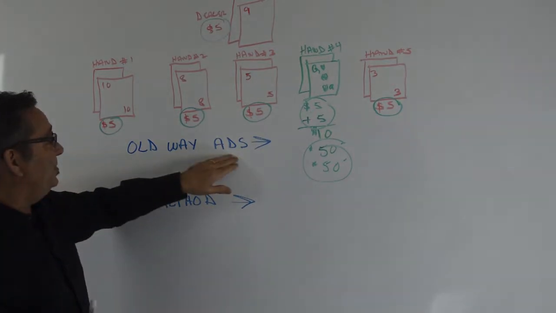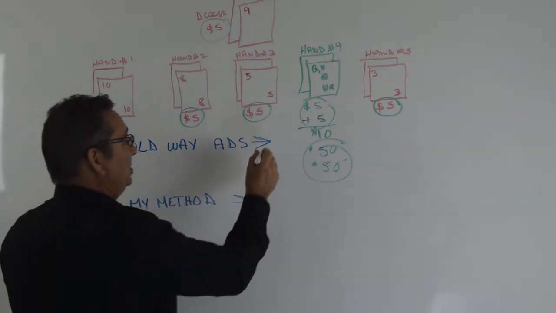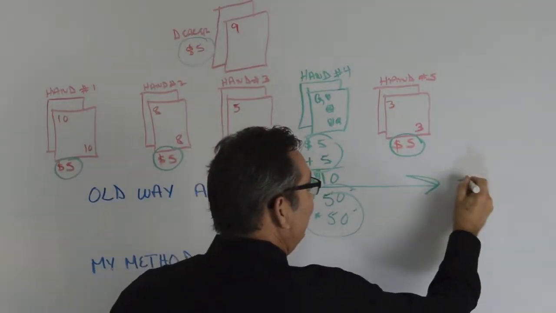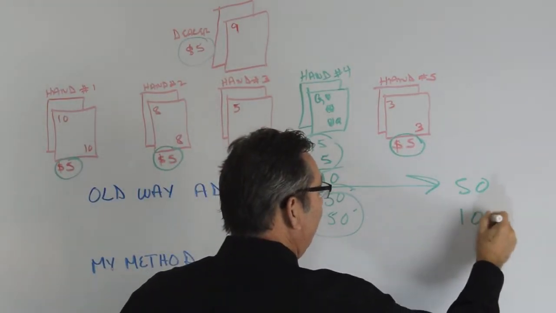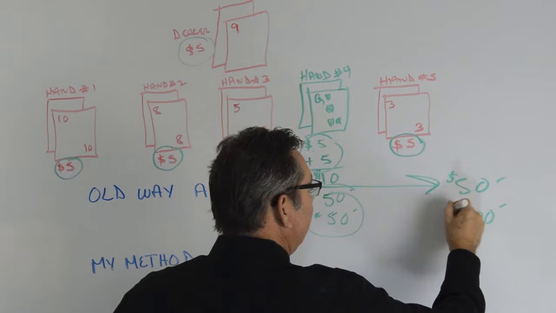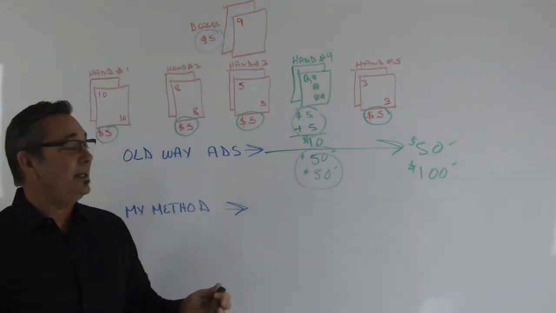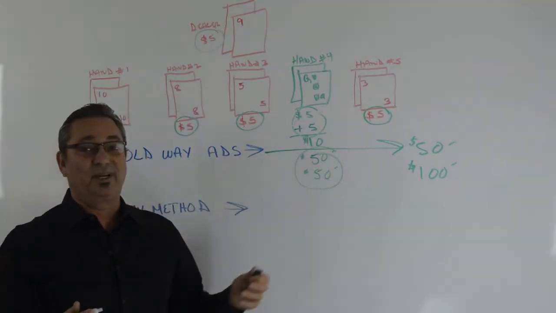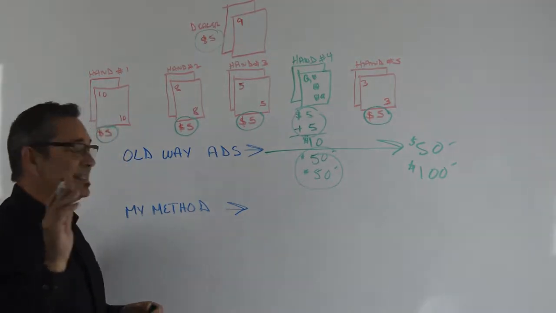Now, the old way of doing Facebook ads was you would do this, right? You'd spend $50 or you'd spend $100, right? And you'd win or you'd lose, okay? You'd either make some money or you wouldn't. And it was a big gamble. But that's not what we do.